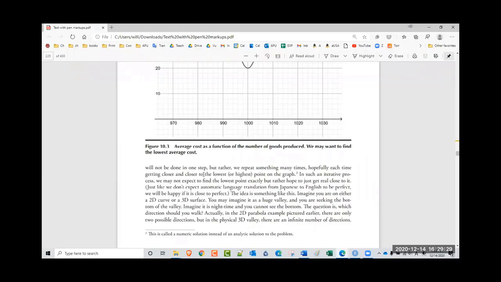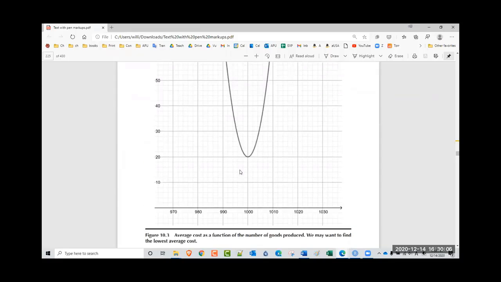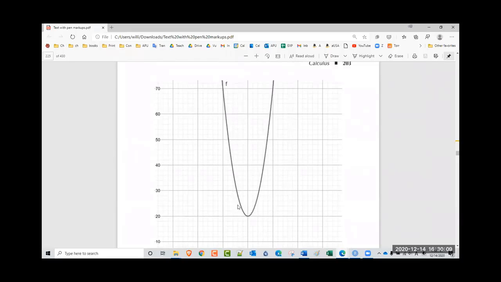If you have a driverless car, nothing works absolutely perfectly, but it works pretty well, right? So it means that they don't have the perfect solution, but they're minimizing their errors. They're getting closer and closer to 0 error. Now it's not perfect, so it's not 0 error, but the idea is that instead of doing it in one step, we repeat something many times, hopefully each time getting closer. In this case, we want to get closer to the lowest value. So like, suppose we were up here.